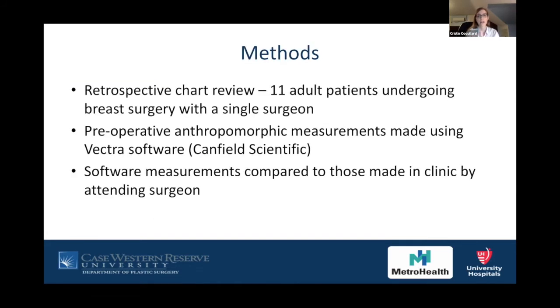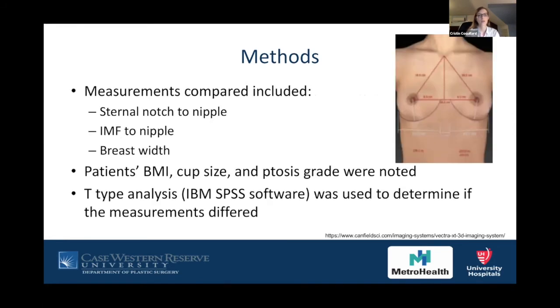So it was a small pilot study. We did a retrospective chart review of 11 adult patients undergoing breast surgery with a single surgeon. And we compared pre-operative anthropomorphic measurements using the Vectra system to those made by our senior staff surgeon in clinic. The measurements we compared were sternal notch to nipple, IMF to nipple, and breast width. We also took note of the patient's BMI, cup size, and ptosis grade. Then we used a t-test analysis to determine if the measurements differed.